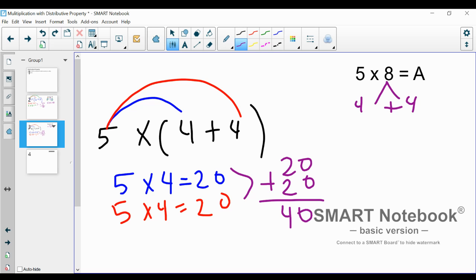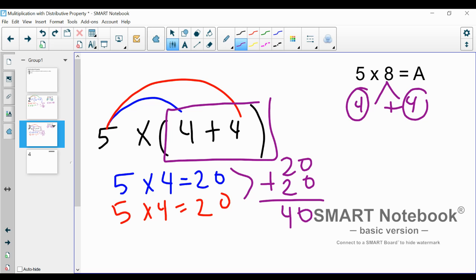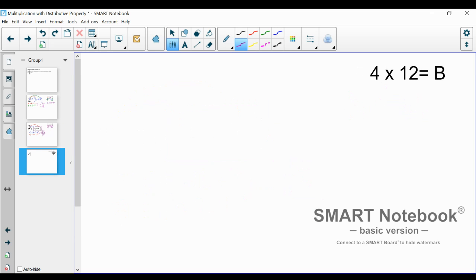So whenever you see problems like this and you think to yourself, oh boy, I don't know 5 times 8, but I am really good at 5 times 4, then you could say, I'm going to break apart this 8 into 4 plus 4. And I'm just going to multiply and then add those together. Okay, I'm going to show you one more example of a different problem.